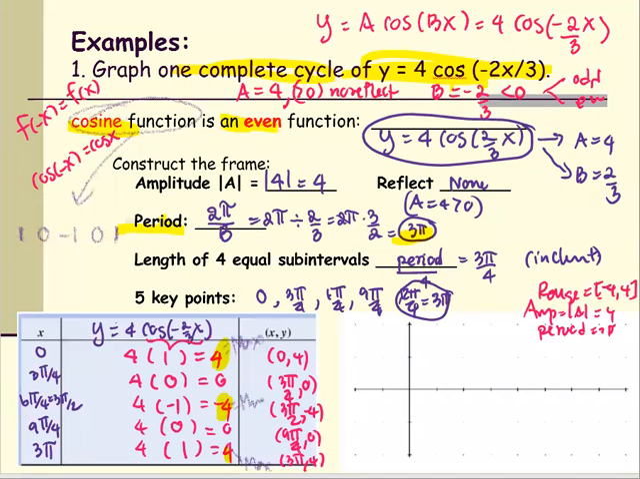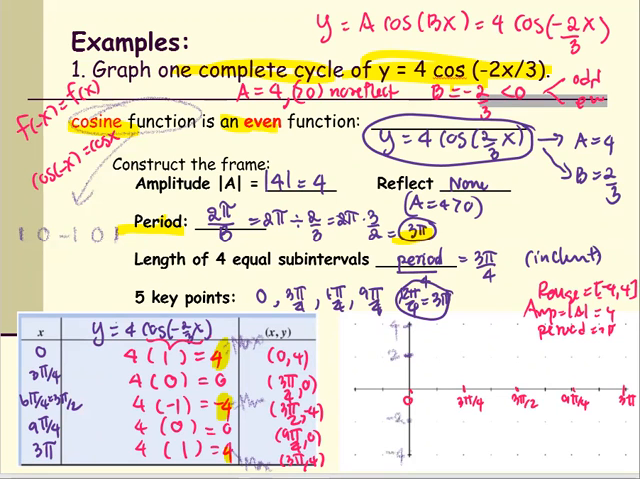So the increment starts from 0 and we make it into 4 equal subintervals. The first one is 0, the next is 3 pi over 4, 3 pi over 2, 9 pi over 4, and 3 pi. The point at 0 is going to be 4. I'm going to make the increment here as 2. One slot is 2, so this is 2, 4, and this is negative 2, negative 4.